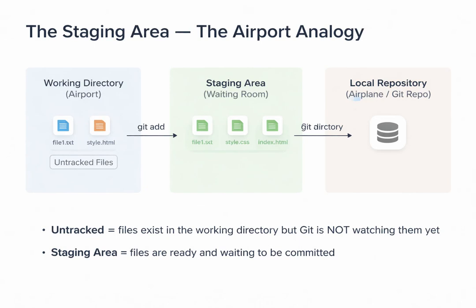Now let's talk about the staging area, and there's a really clever analogy used to explain this. Think of your project folder as an airport. When your files are untracked, they're inside the airport building. They exist, they're there, but they haven't been processed yet. The staging area is like the waiting room or the departure lounge. When you move files into the staging area, they're checked in and ready to board. And the local Git repository, where your commits are permanently saved, that's the airplane. Once you commit, those files are on the plane and the snapshot is locked in.